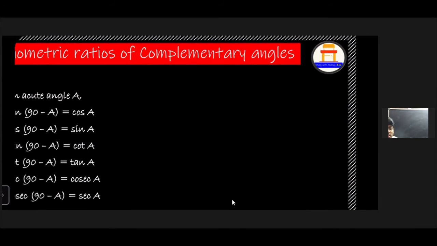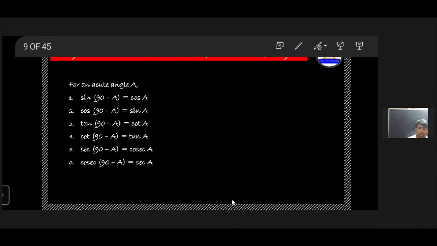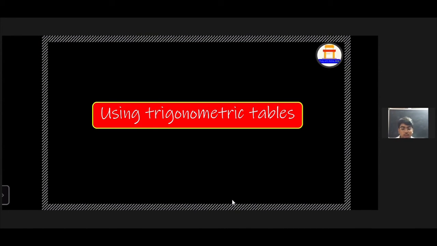Once the trigonometric ratios of complementary angles are done, we can move ahead with using trigonometric tables to find the value of the angle for non-standard angles. In class 1, we studied standard angles: 0, 30, 45, 60, and 90 degrees, among which 0 and 90 degrees are considered quadrant angles. We will learn that in higher classes. So, using the trigonometric table, how do we find the value of the angle?